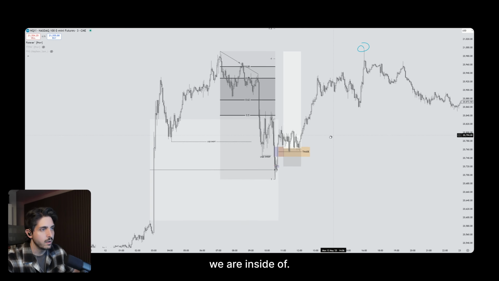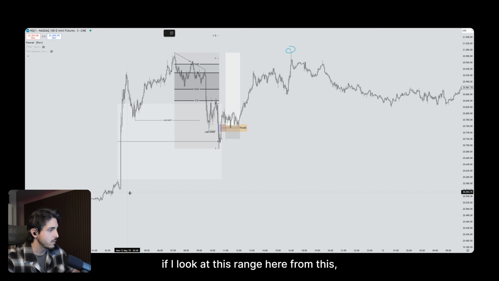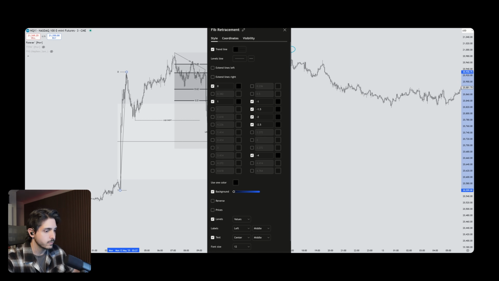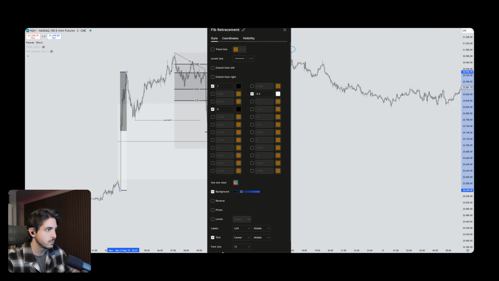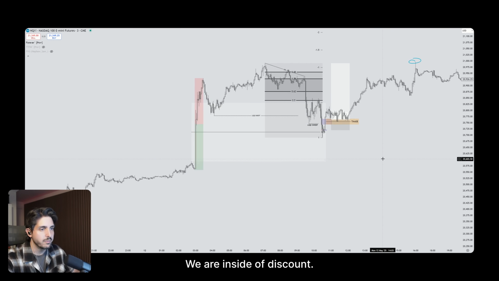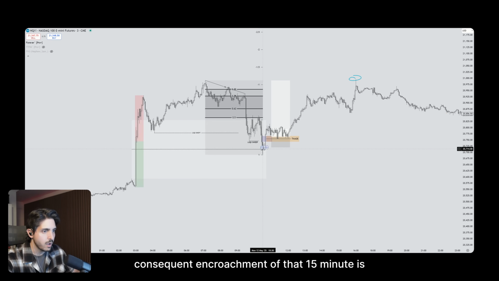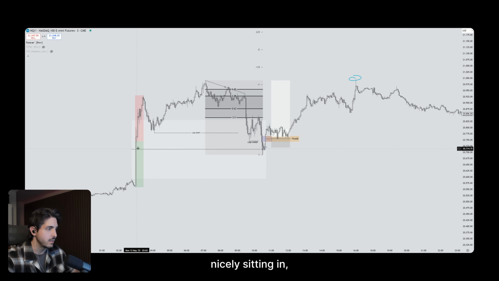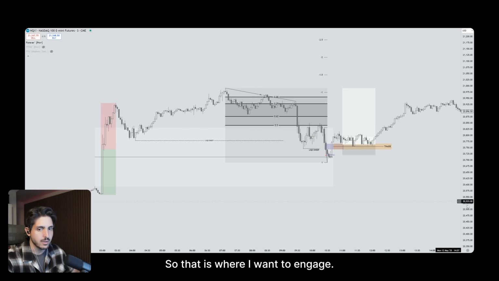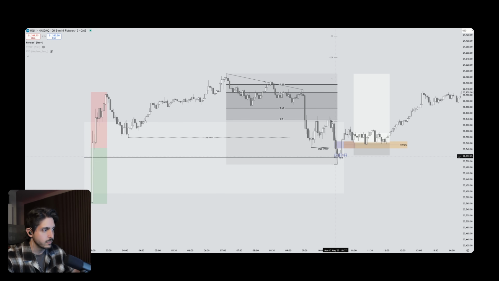We are inside of, if you look at this range here, okay, if I look at this range here from this low that caused this high here, okay, and we draw a fib here. We are inside of discount. So as soon as we come back in here, right, this is discount. So this consequent encroachment of that 15-minute is nicely sitting in discount. So that is where I want to engage. I want to engage at the consequent encroachment of that 15-minute that's inside of this discount, right? That is a beautiful, beautiful entry right here.